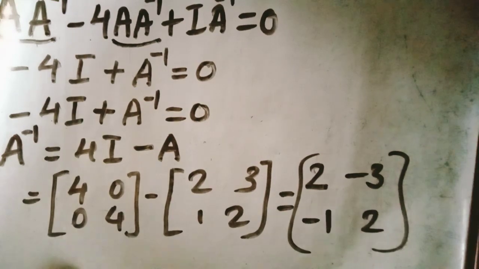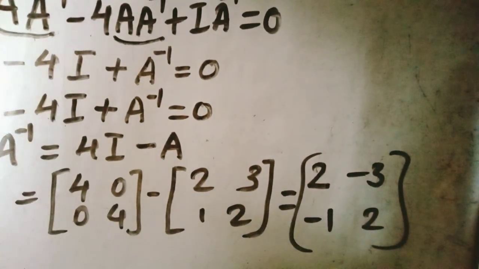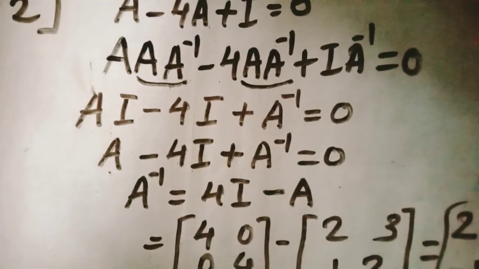This is another way to find A inverse, that is using an equation, using the matrix. If they say using determinant, then it is the adjoint method.